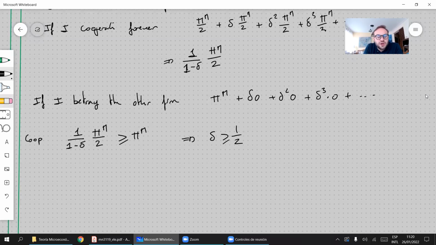So if my discount factor is larger than 50%, or 0.5, then I am not too impatient. I value the future enough that I want to sustain a collusive, cooperative relationship, and therefore I will cooperate, right? So at each turn, at each subgame, it is a dominant strategy to cooperate if delta is sufficiently large. And then we have what we call a subgame perfect Nash equilibrium, in which cooperating is better than not cooperating for all the periods.